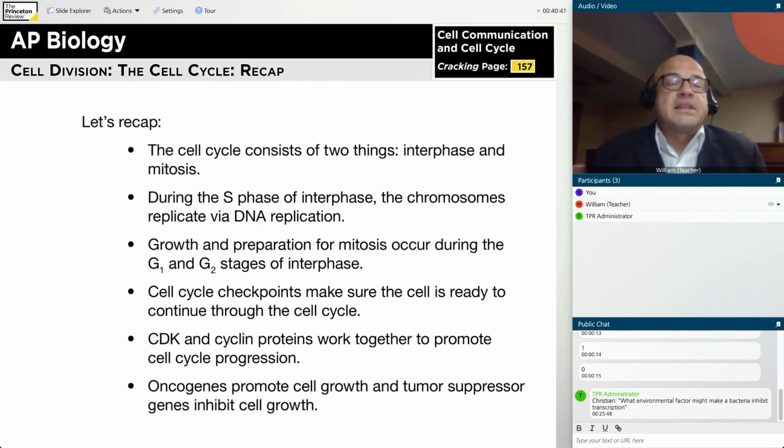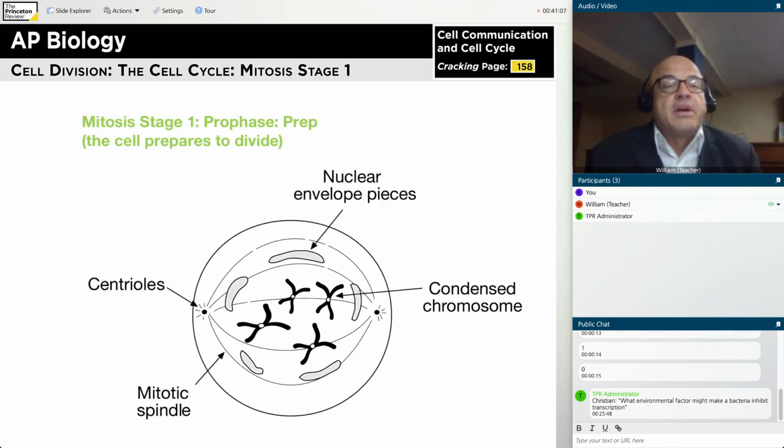So in essence, to just mention this generally, and we talked about it, like I said, in the last one, plus you could do your review again. Interphase and mitosis: S phase is the important one. G1 and G2 are stages in the interphase. Checkpoints occur. Cyclin proteins and so forth are going to work together, and oncogenes are going to promote the cell growth, and suppressor genes are going to inhibit the cell growth. All right, basic understanding of the stages of mitosis. Again, that's the kind of thing you need to understand in each one of these. So please review your notes.